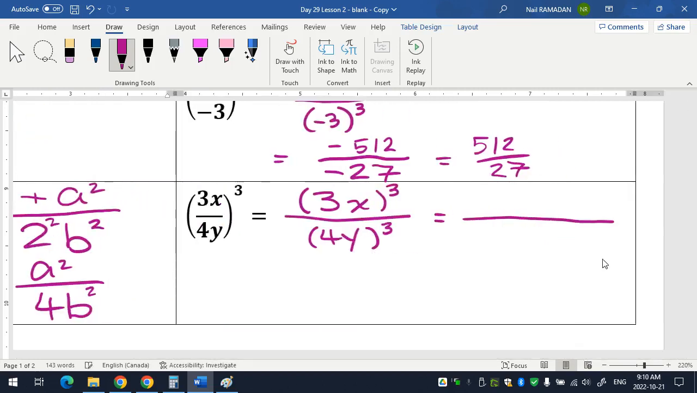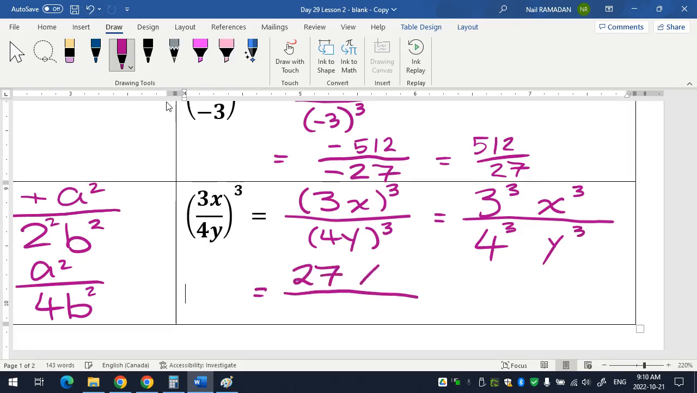What happens here? 3 to the 3. Yep. X to the 3. I leave it as just x to the 3. 4 to the 3. Y to the 3. Okay. Final answer. 27. Yes. Hold on 1 second. 27 x to the 3. Or x, what's the other way to say to the 3? Cubed. Cubic. Cubed. Three sides. And 64. Also what? Y to the 3 or y cubed. Yes.